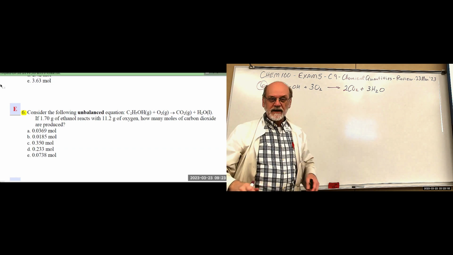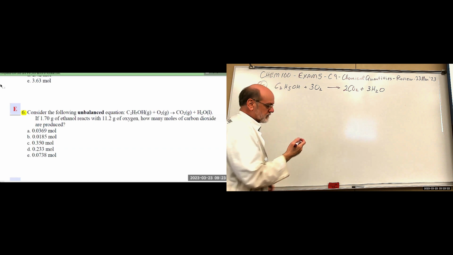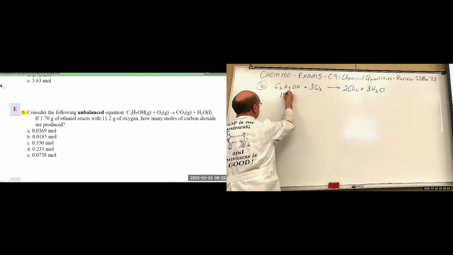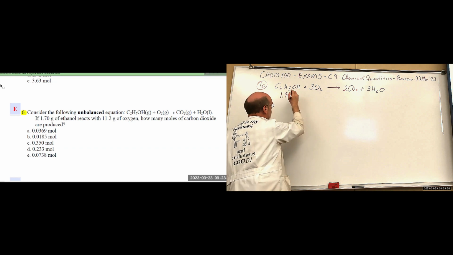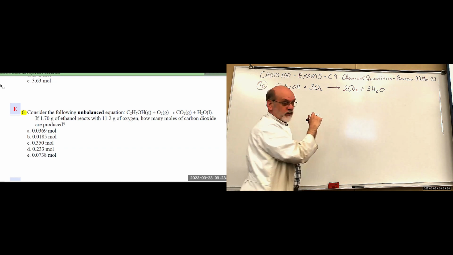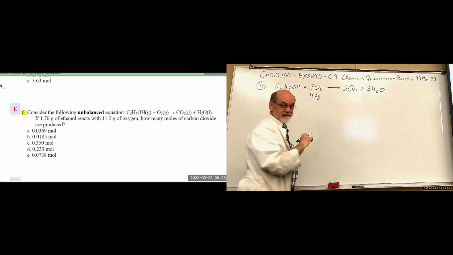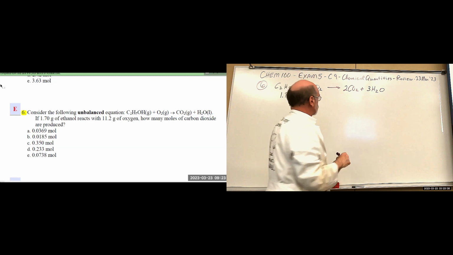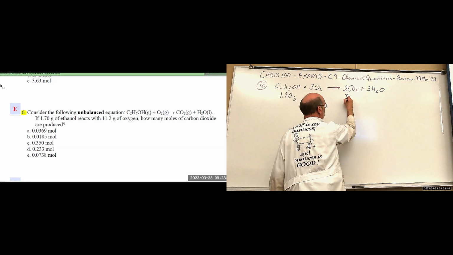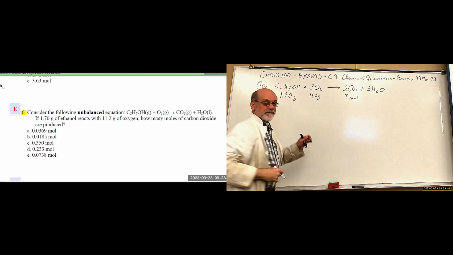Okay, next. What are we given? 1.70 grams of ethanol, and 11.2 grams of oxygen. Okay, now the question is, how many moles of carbon dioxide are produced? How many moles? All right.